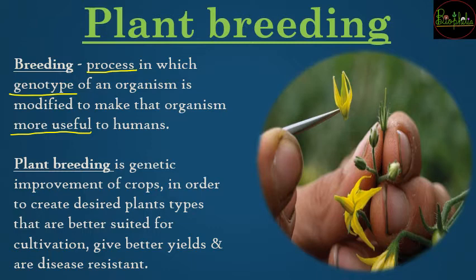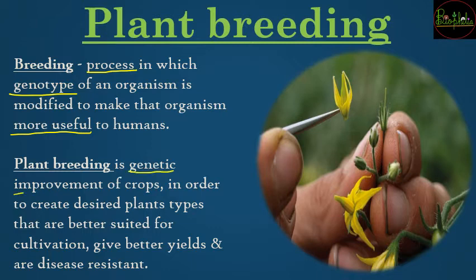For example, to have better quality of fruits, to have disease resistance, or aise jo cheeze hai jo humans ko chahiye from the plant, all those types of changes can be made in the genotype, and that is going to be called breeding. In reference to breeding, it can be for plants or for animals. In the case of plant breeding, it is going to be a genetic improvement.